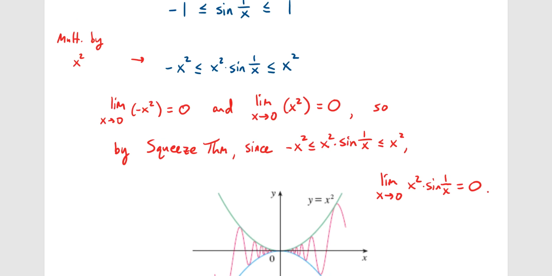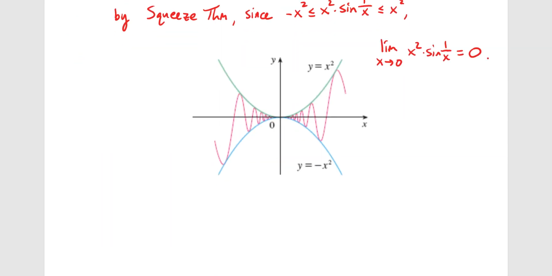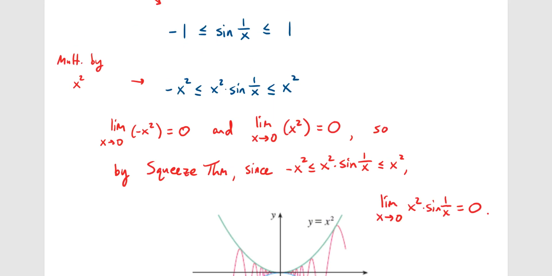Okay, so that is the squeeze theorem. Here are the graphs of x squared and -x squared, and you can see that the graph of x squared sine of 1 over x is here oscillating in between them. You can see how it's sandwiched between them, and that one has to go to 0 also. Okay, so that's the idea here.